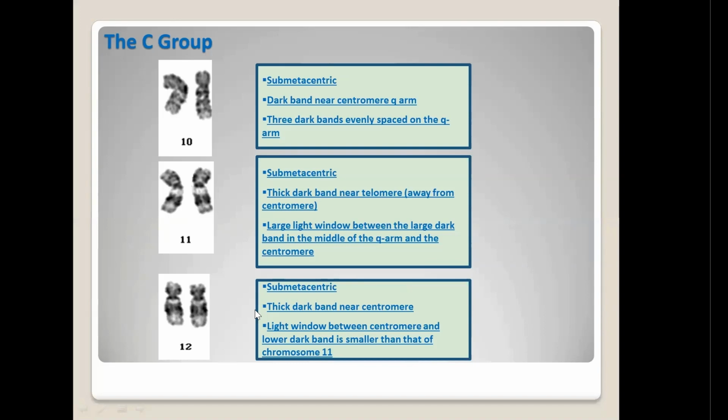In both the chromosomes, there is a light window between the large dark band and the centromere, but this light window is large in chromosome 11 and it is smaller in chromosome 12, as this dark band is closer to the centromere on chromosome 12.